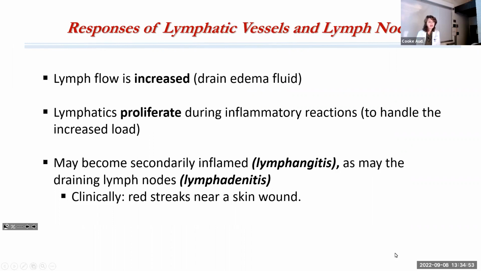Then also you have to keep in mind that they may become secondarily inflamed, and in that case we call it lymphangitis. Lymph from lymphatic, ang from the vessel, and itis from inflammation, lymphangitis. Also, you can see inflammation in the draining lymph nodes, lymphadenitis. And clinically, this translates into red streaks near a skin wound.